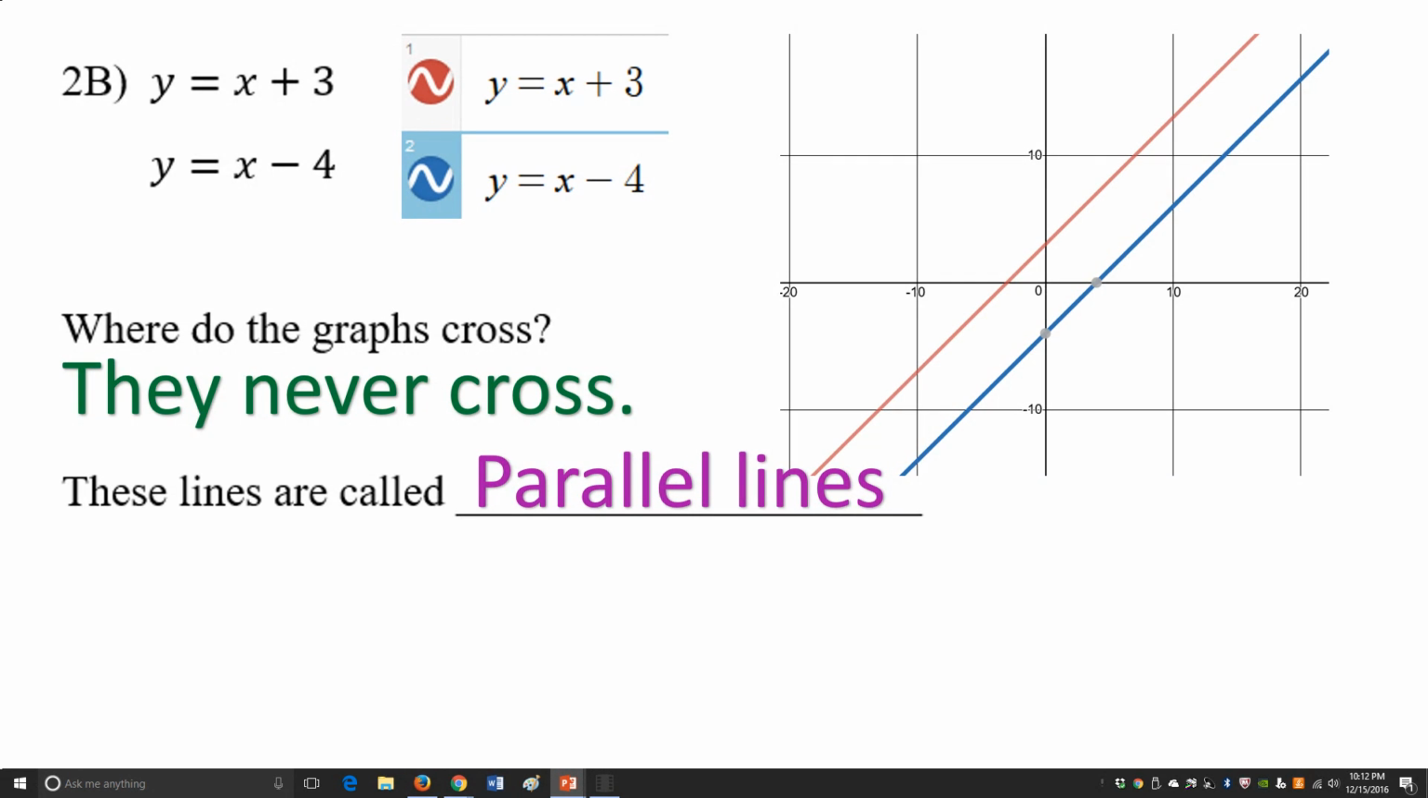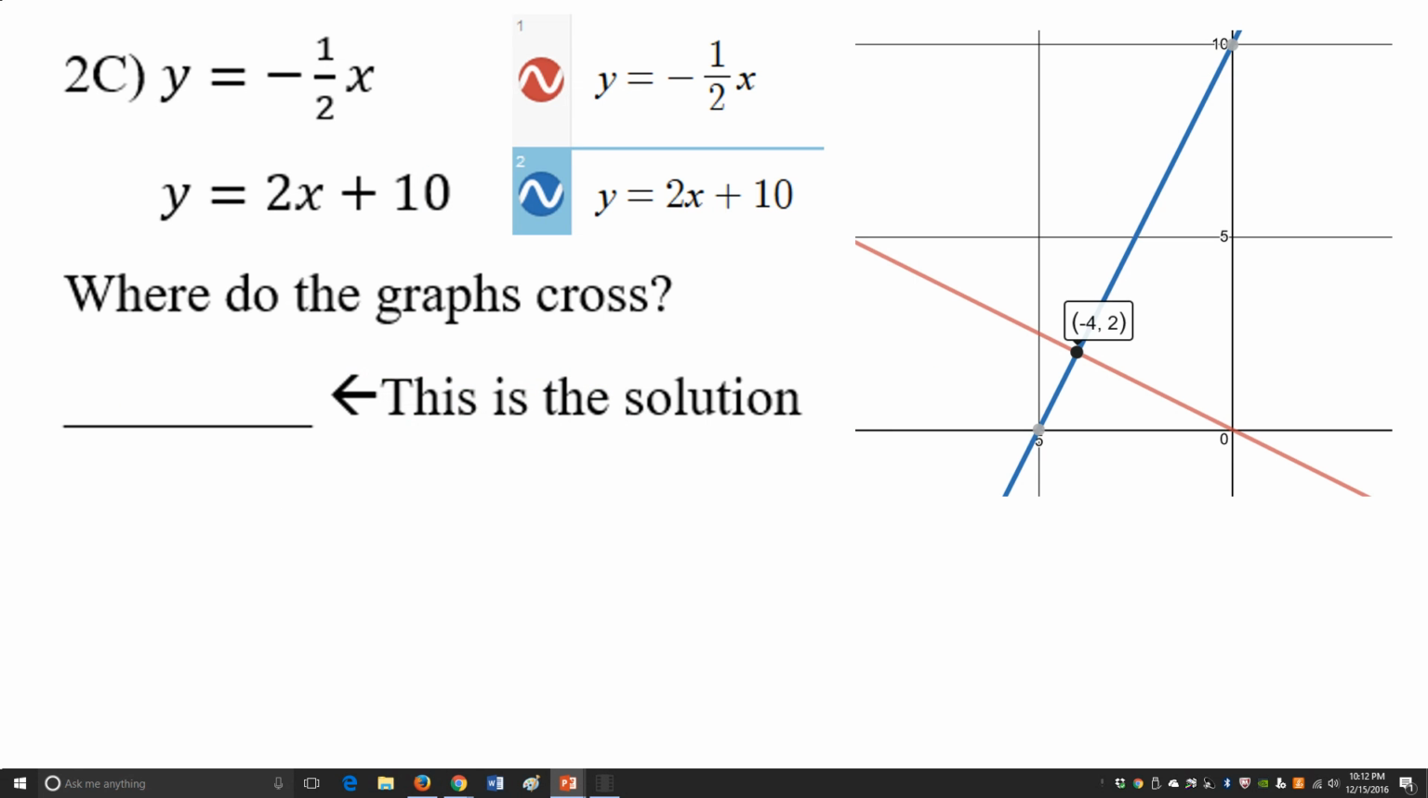Next, please flip over your paper and try 2C. If you type in 2C to Desmos, you'll get graphs like this, and you'll notice they cross at -4, 2. Please try 2D next.